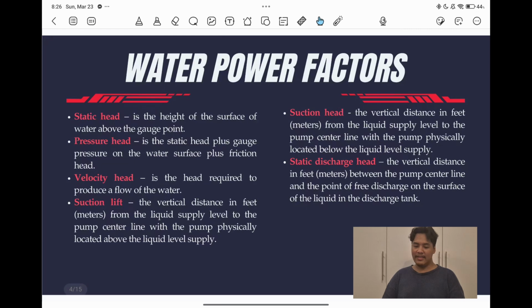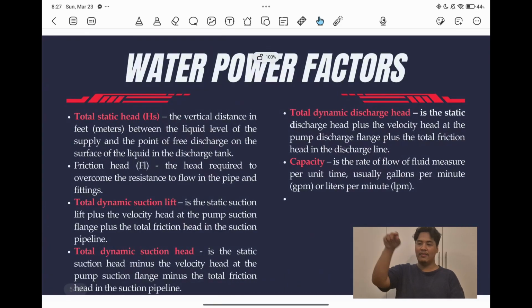Then there's static discharge, which is the vertical distance in meters or feet between the pump center line to the point of free discharge. So, let's say nandito yung pump. Imagine niyo lang, nandito yung pump. Tapos nandito yung discharge. Ito yung center line. Kapag sinabi mong yung total distance, ito yon. Pero kapag sinabing yung static discharge head, ito lang yon. From center papunta sa discharge.